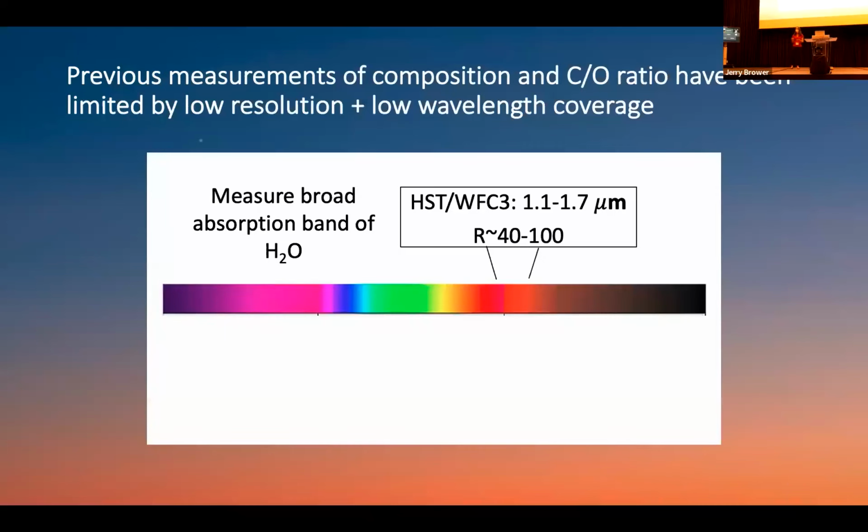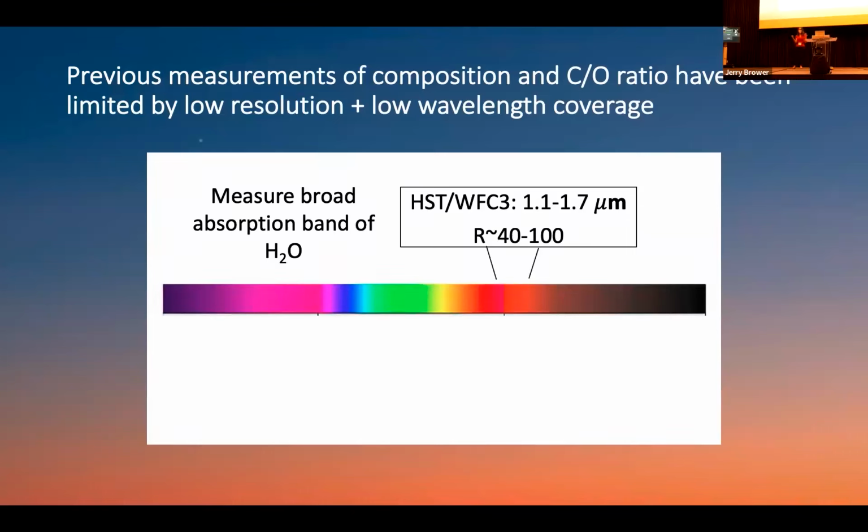The problem with previous measurements to look at the carbon to oxygen ratio in these hot Jupiter planets is that they've really been limited by low wavelength coverage and low resolution. One of the premier instruments that has been used to look at hot Jupiters is the Wide Field Camera 3 on the Hubble Space Telescope, which I'm showing that wavelength range here. This instrument's been really great for looking at, in particular, the abundance of water in these planets' atmospheres. But it has a pretty restricted wavelength range from about 1.1 to 1.7 microns and observes at a resolution of only around 50 to 100.